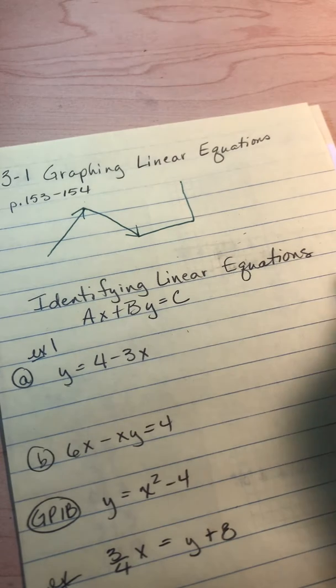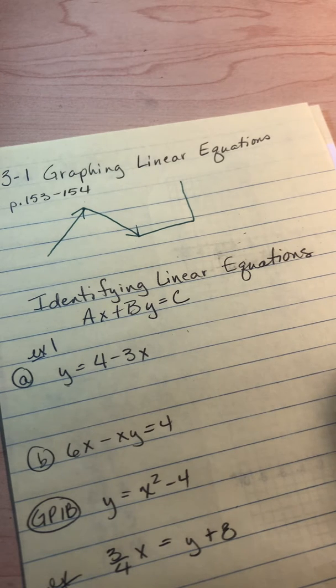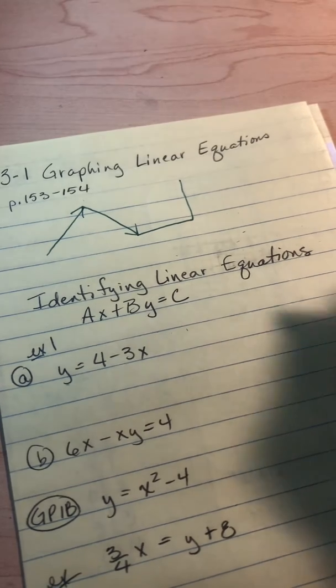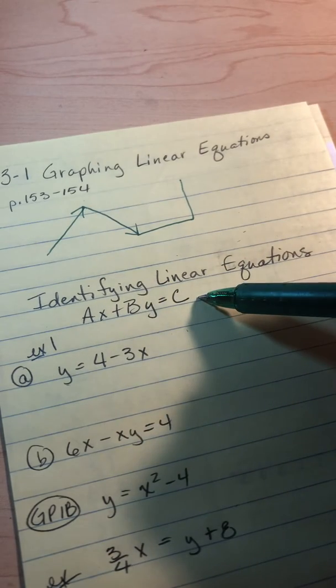They get into identifying linear equations before they get into graphing because sometimes you might think, well, it's got an x and a y. Is it a line? Well, sometimes it's a curve, and we just want to deal with the lines. So anything that can be written in standard form, ax plus by equals c, is a line.